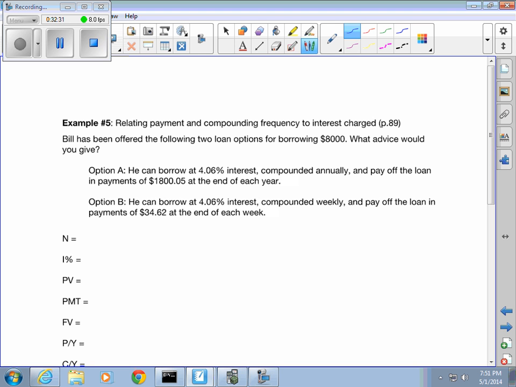We're looking at relating payments and compounding frequency to interest charge. So Bill has been offered the following 2 loan options for borrowing $8,000. Which advice would you give him? Option A says he can borrow at 4.6 interest compounded annually and pay off the loan in payments of $1,805 at the end of each year. So option A then.